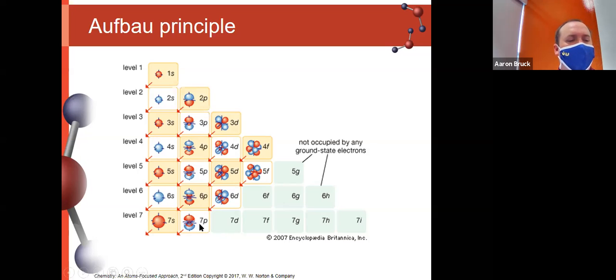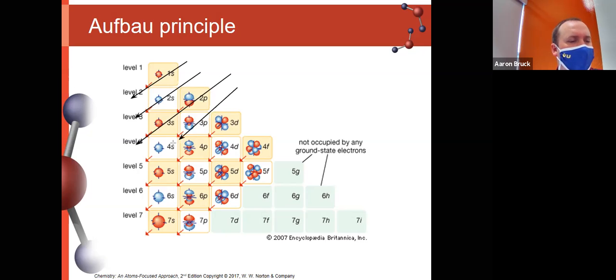The 7p orbitals, the 7p sublevel, is much lower in energy than the 5g orbital is. And so these will fill first before these ones do. But you can see that if you draw it out in this way, and draw out a series of diagonal lines, you can come up with the proper filling order for electrons using the Aufbau principle.